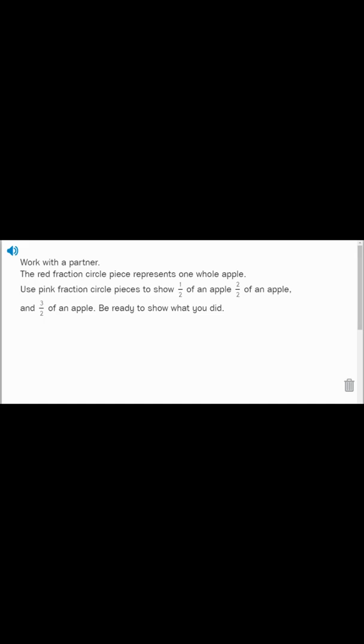You may be confused here saying, Mr. Allen, how is there 3/2? When I cut an apple in half, there's only 2. Well, in this case, I have 3/2, and I'll show you how we do that here in a second. Notice that I have my red fraction piece up here. That represented one whole apple, remember? And each pink section is going to represent 1/2 of an apple. So there's my first one. There is 1/2 of an apple.